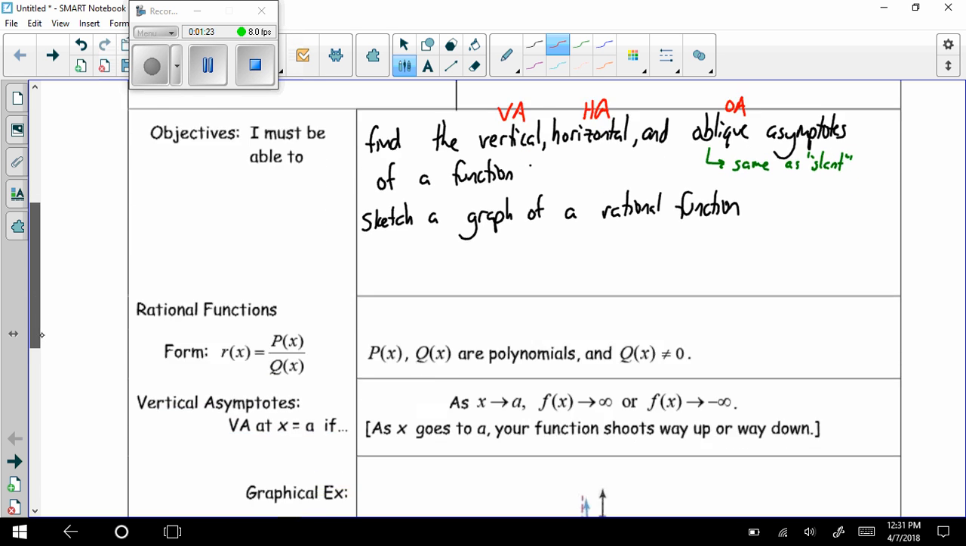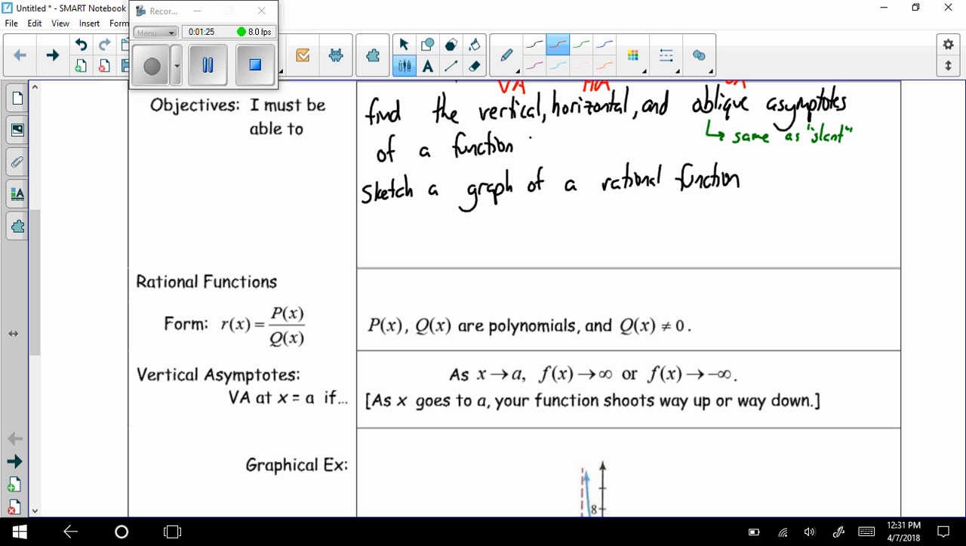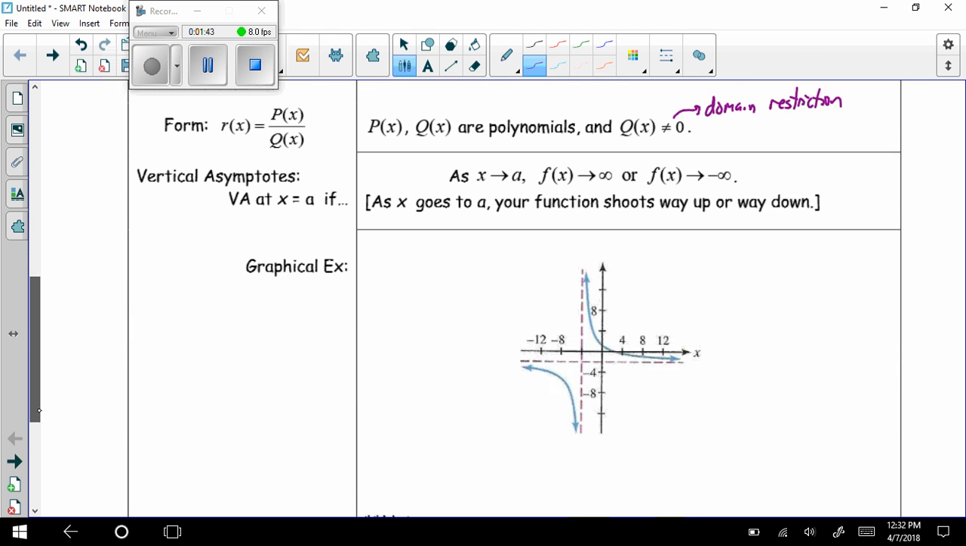Okay, so first, rational functions. We've had this conversation before where p of x over q of x are polynomials, and specifically q of x cannot equal 0. Remember, this is a domain restriction. If we divide by 0, that cannot happen, and so we would exclude it using interval notation. What it looks like and what my graph looks like.